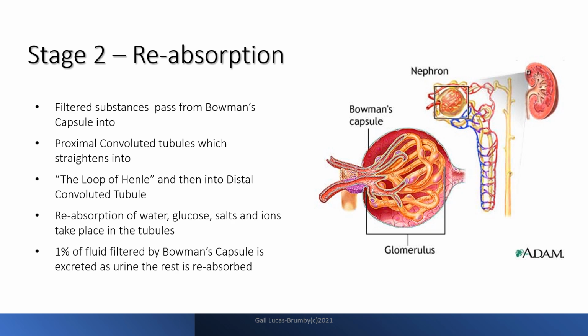Now, in the tubules, reabsorption of water, glucose, salts and ions takes place. About 1% of the filtered fluid that passes through the Bowman's capsule is excreted as urine. The rest of it is reabsorbed, so not a lot really. So 1% of the fluid filtered by the Bowman's capsule is actually excreted as urine. The rest is reabsorbed because the body needs it. That percentage might well be one of the questions that you could get in your exam paper, so it's worth noting.